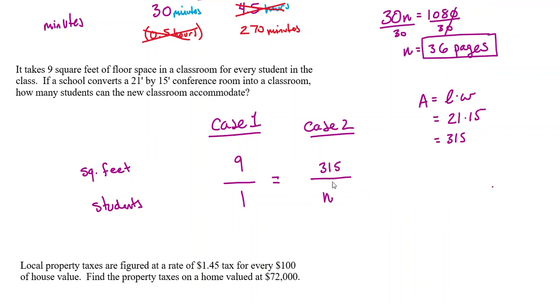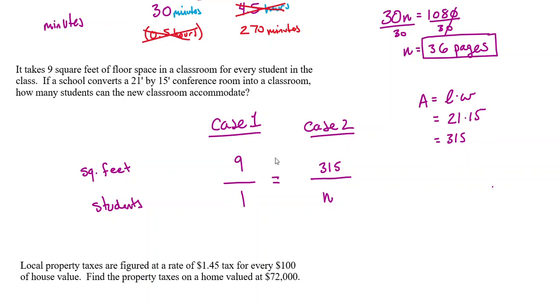Okay, so now I can cross multiply. And notice that the 21 and the 15 were feet, and the top number that I put in my ratios, I use feet per student, so feet on top, students on the bottom, were square feet. So I couldn't use the 21 or the 15. I had to turn that information into area, which is in square feet. So now the units are the same. Now I can cross multiply.